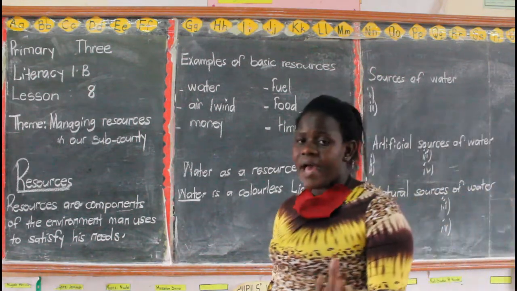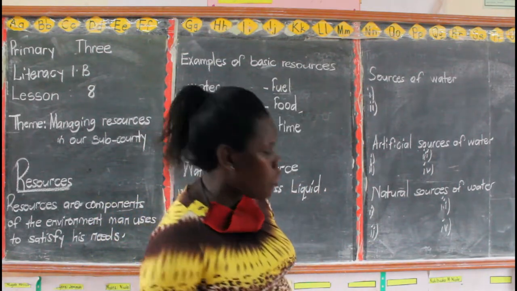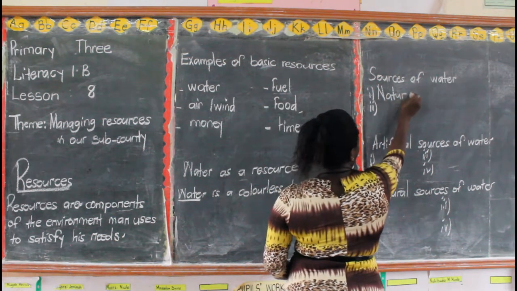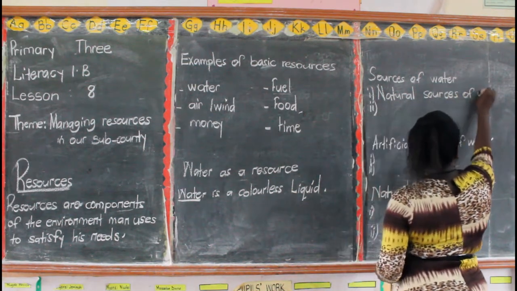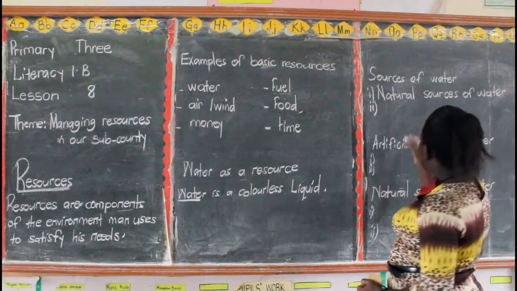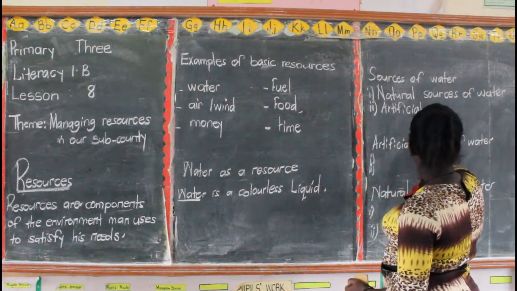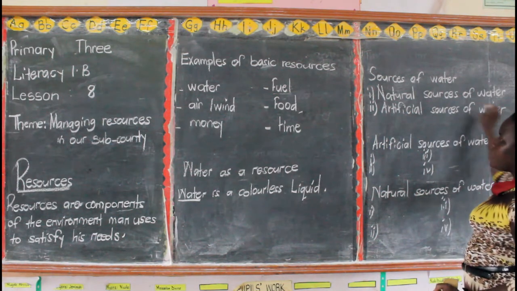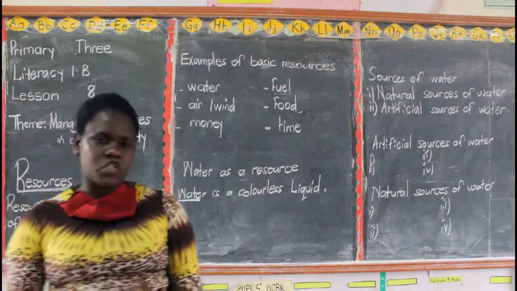Then here now, under water as a resource, we shall talk about sources of water. Sources of water, we have two. We have what we call natural sources of water. We have artificial sources of water. Let me write them down. We have natural sources of water, and another I've already told you, it is artificial sources of water. They are two sources of water: the natural sources of water and artificial sources of water.